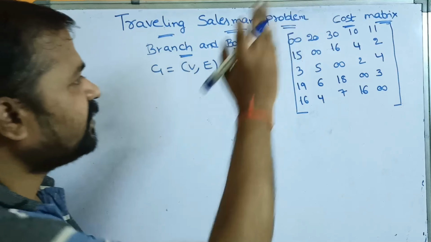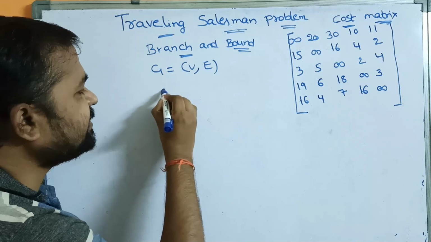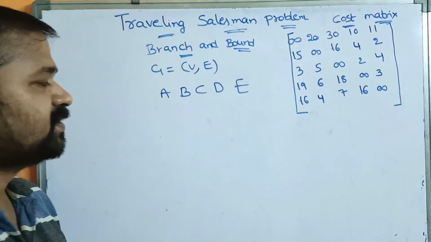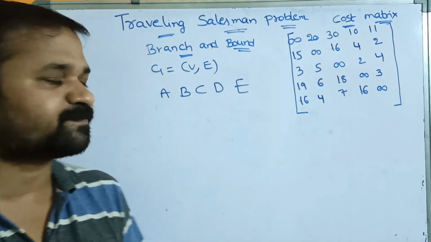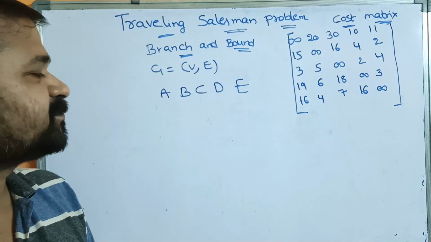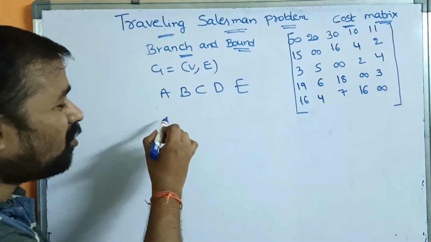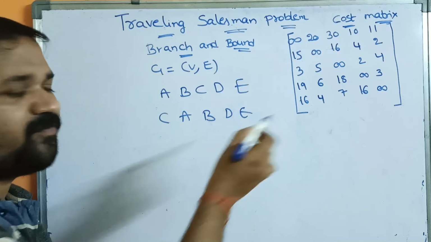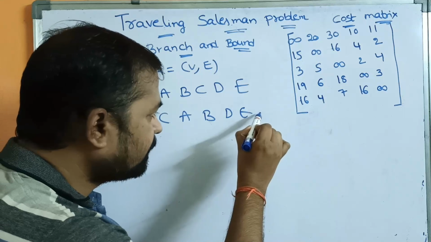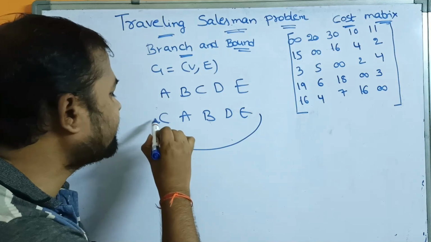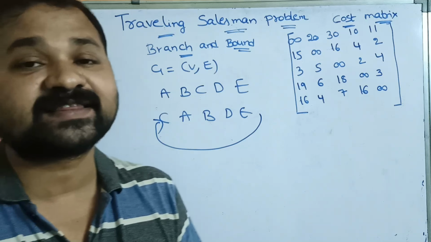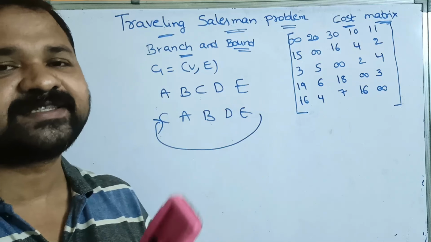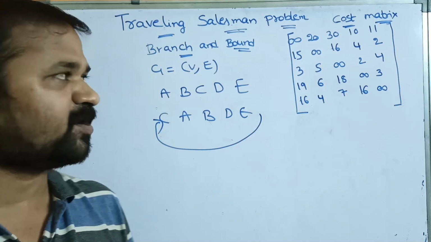Okay, so let us assume that five cities are given. Let the cities be A, B, C, D, E. So here the target is that the salesperson has to visit all the cities in any order, and after that we need to visit the starting city with the minimum distance, with the shortest distance. So this is the major aim of this problem.